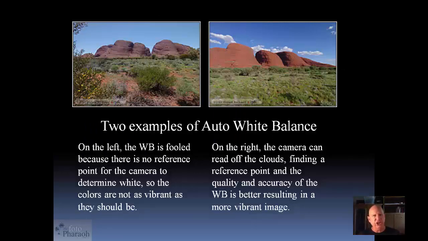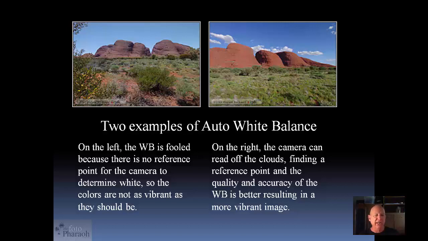White balance looks at the scene that you point the camera at, if you're in auto white balance, and it searches for something white. Now, on the left, the white balance is fooled because there's nothing white out there. And this is one of the things where people get in trouble with their cameras. Auto white balance is just that. It will treat it automatically. If there is nothing white, it will make its best guess, and it will change the colors accordingly to what it thinks it ought to be.